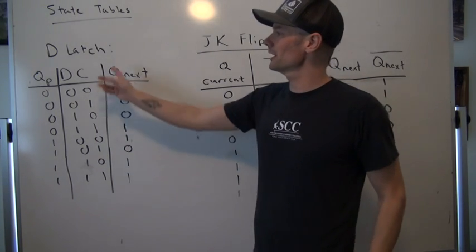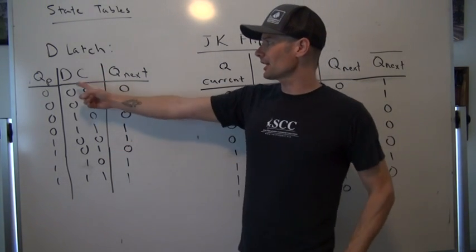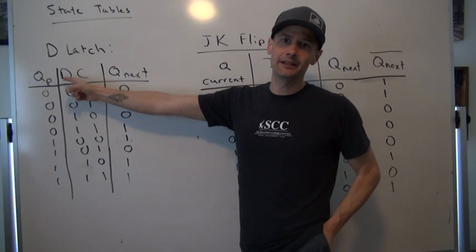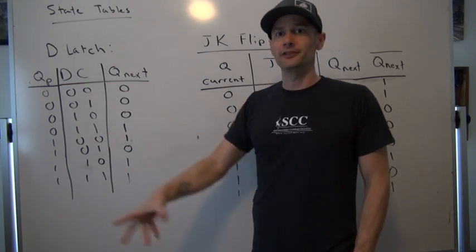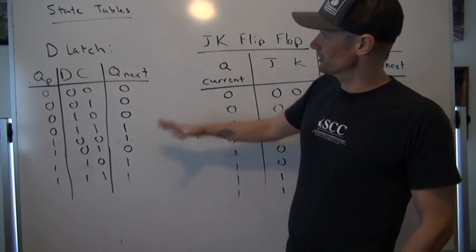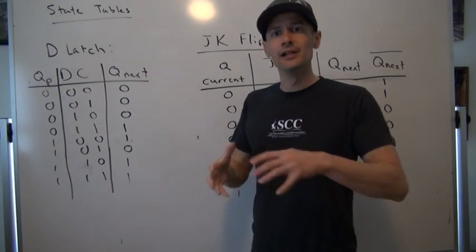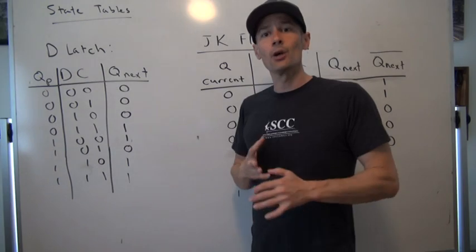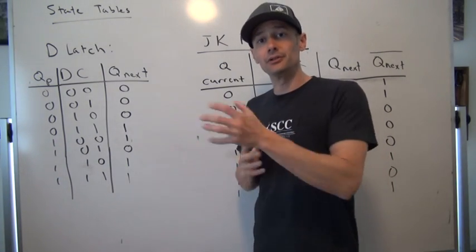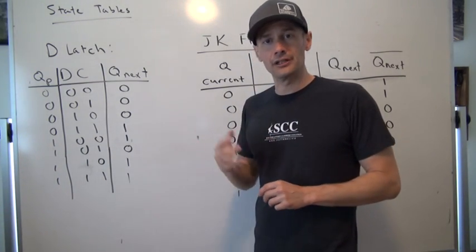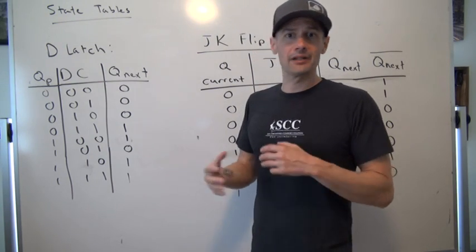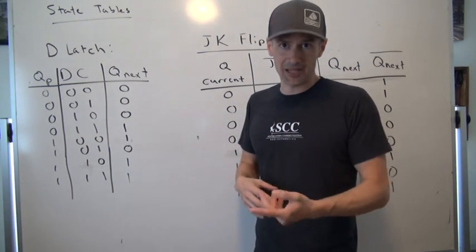Essentially, what we're going to see is combinational logic that's going to feed in for the input of D. The state table is really going to help us understand exactly how this logic is not only functioning, but also how we're going to be utilizing that D latch in order to either hold that value or reset it or set a value.